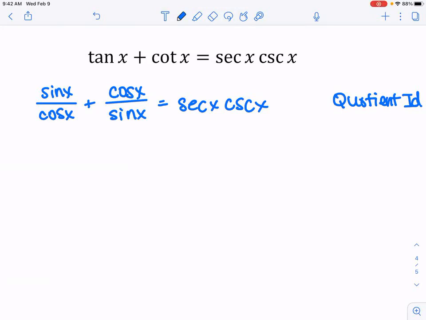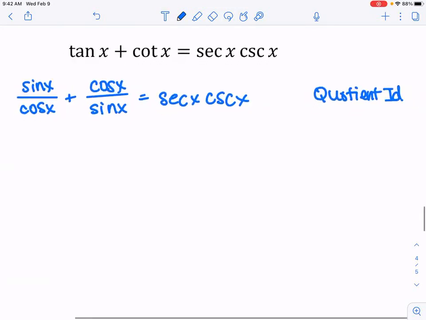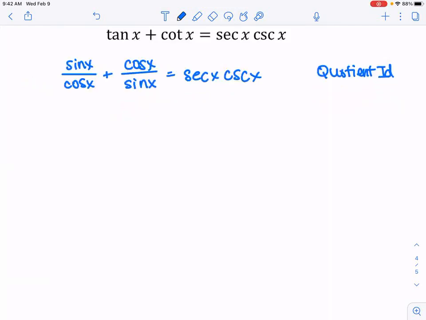And Katie brings up a good point. Remember, we're not all gonna see this the same way. Your work could look different than your neighbors, and that's totally fine. It's not wrong, unless it is wrong. But okay, so now we're adding two fractions. What do we need to do?